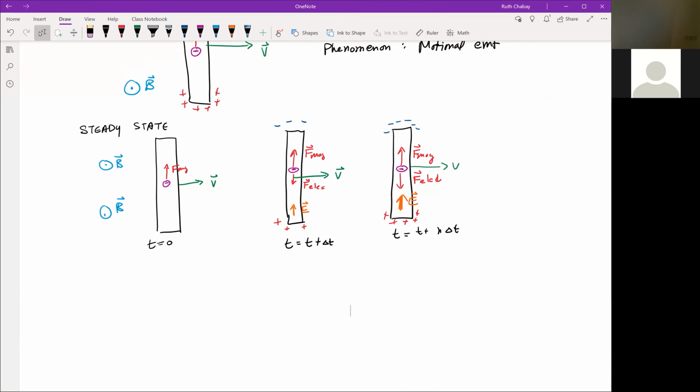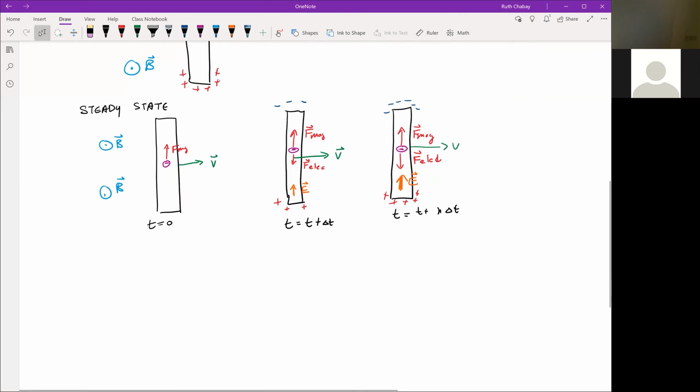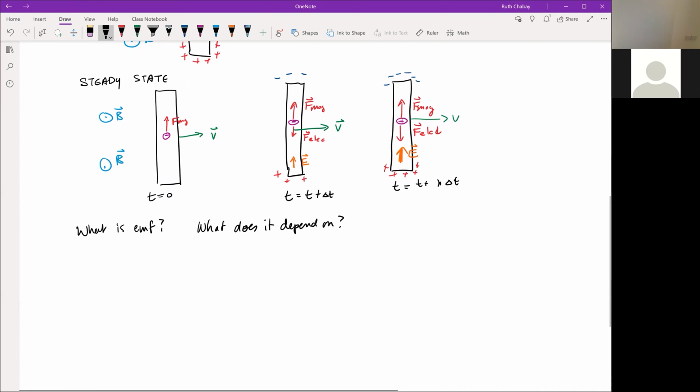So how do we figure out what the EMF of this battery is? What is the EMF and what does it depend on? Well, we see that when we get to the steady state, we're still going to consider our single electron as the system. At the steady state, where the bar is still moving but it's not polarizing anymore, the magnitude of the magnetic force on the electron is equal to the magnitude of the electric force on the electron.